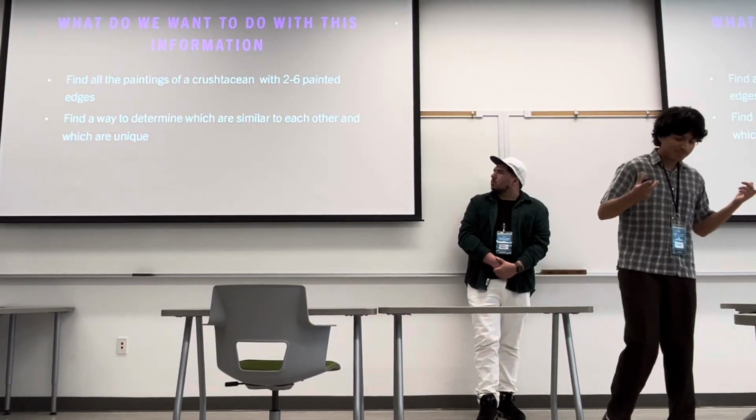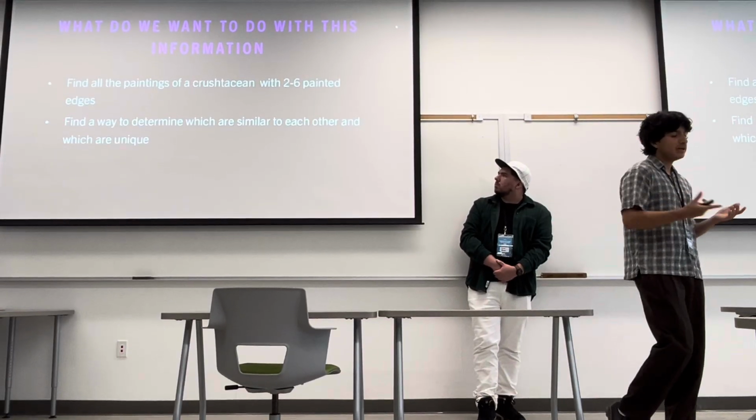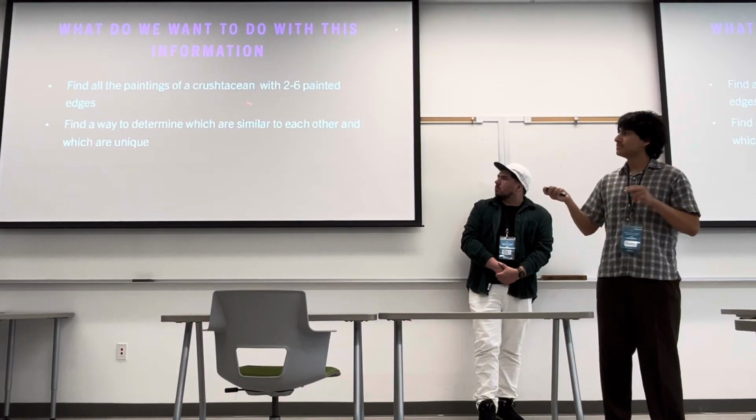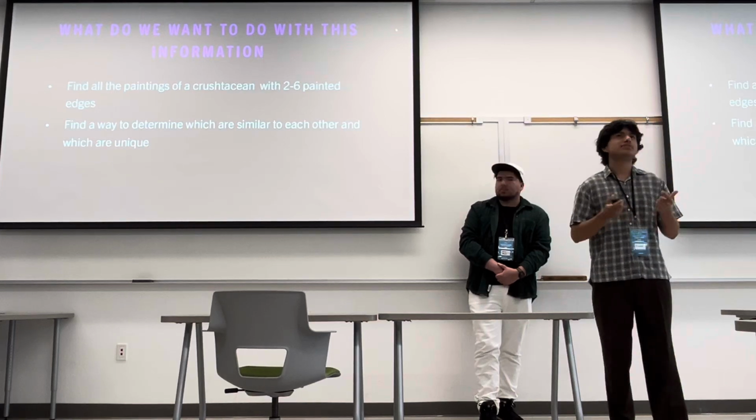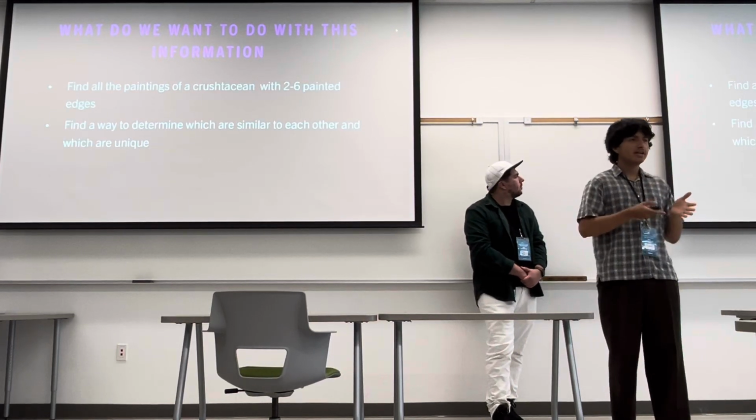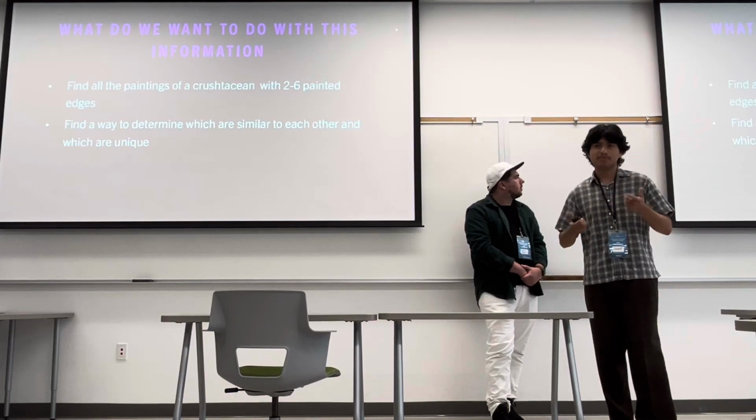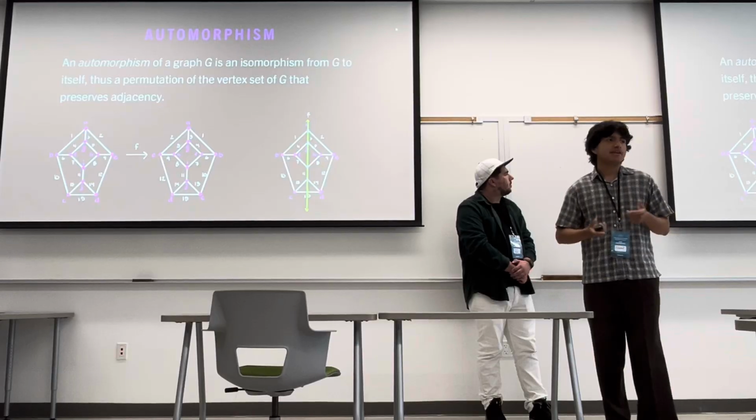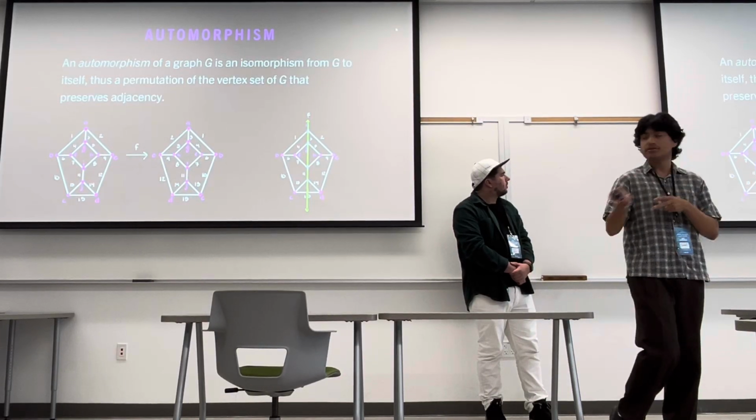So now that we have crustaceans and painted crustaceans, one of our goals during the summer was to find all paintings of certain crustaceans with 2 to 6 painted edges. Another goal was to differentiate which ones are similar to each other and which ones are different from each other. I'll be going over how to tell whether they're the same, and then Omar will be going over how they're different. To tell that they're the same, there must exist an automorphism that maps one painted crustacean to another one.